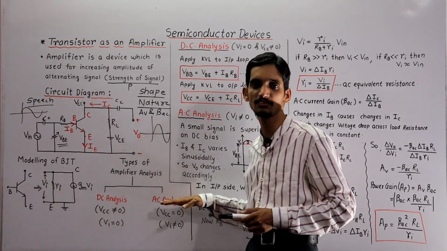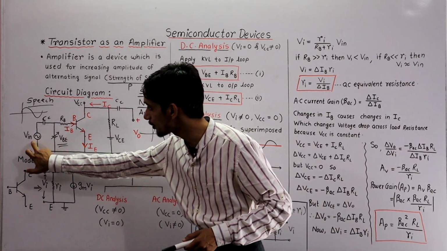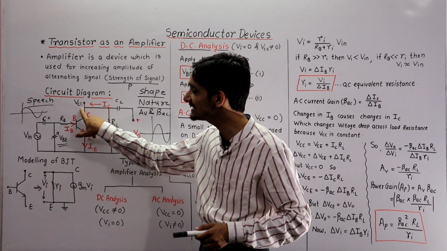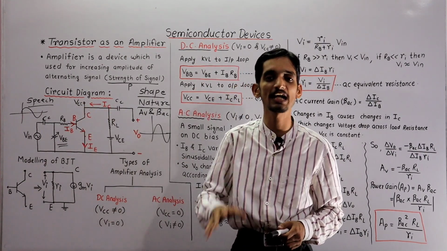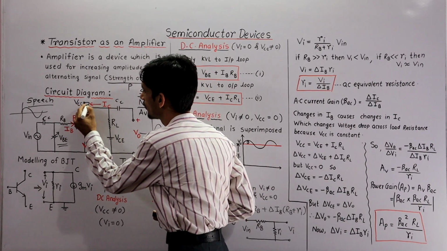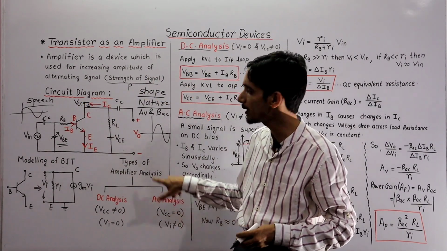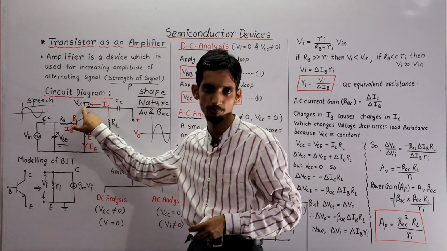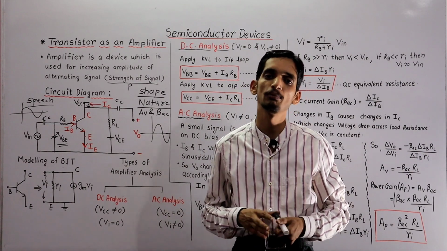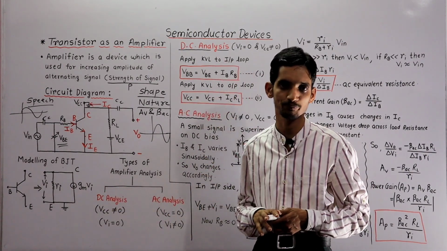In AC analysis, I have to apply Vi or Vin, which is the input signal, and VCC should be deactivated. Deactivated means I have to connect it to ground, only in AC analysis. That's why I have not shown ground here, because only in AC analysis I have to make it ground. So this is the DC analysis and AC analysis.